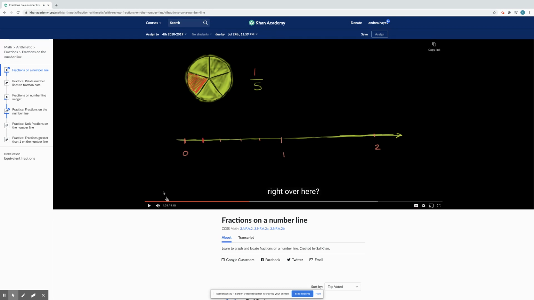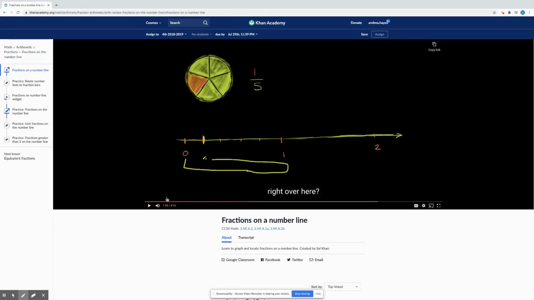What do you think would be a good label for that? For this point right there on the number line, for this point right here that he is showing, what would be a good label for that? Well, to figure it out, you look at the spaces in between 0 and 1.